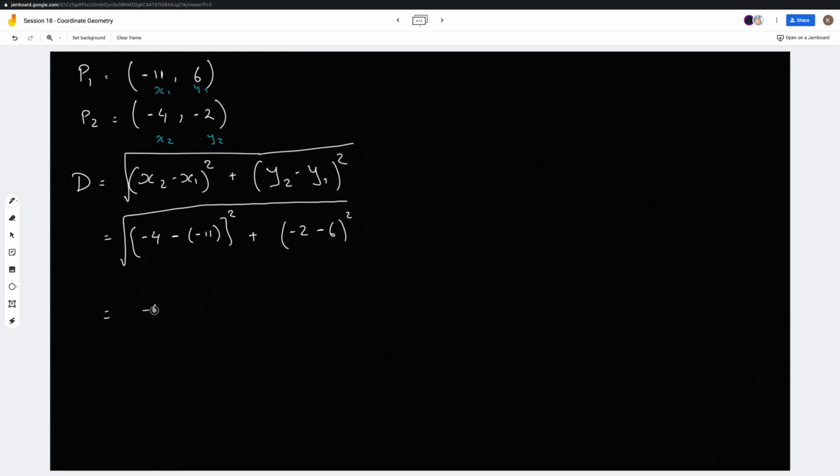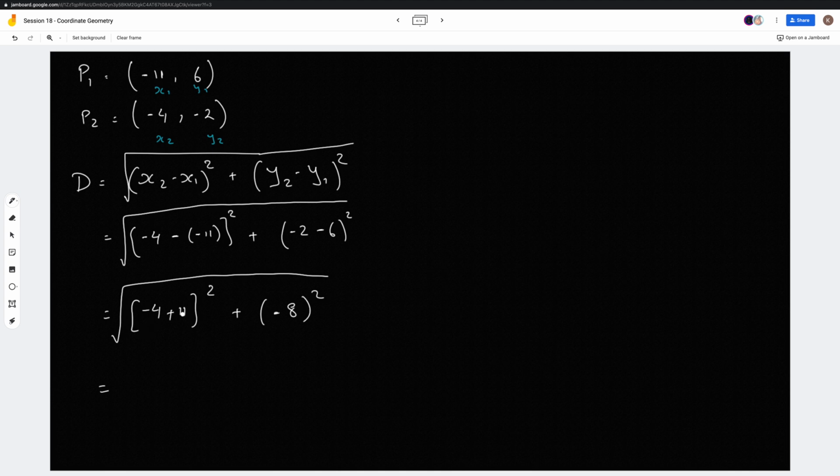So now negative 4, what is minus of minus? Minus of minus is plus, and you have 11 square plus, what is minus 2 minus 6? So it's minus 2 and you're subtracting 6, so it's going to go much lower number, so it becomes minus 8 whole square, and all of this comes under the square root.